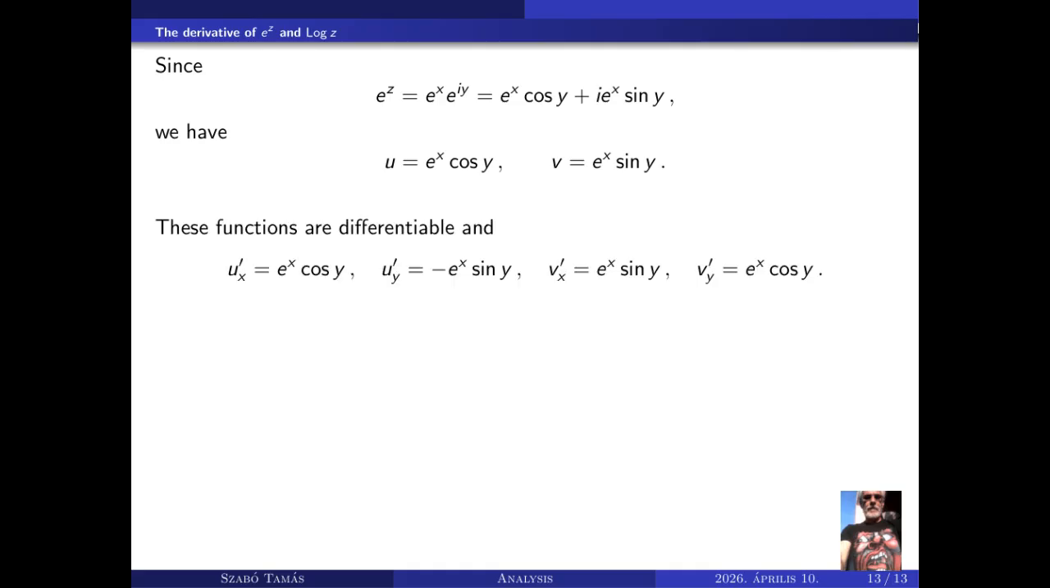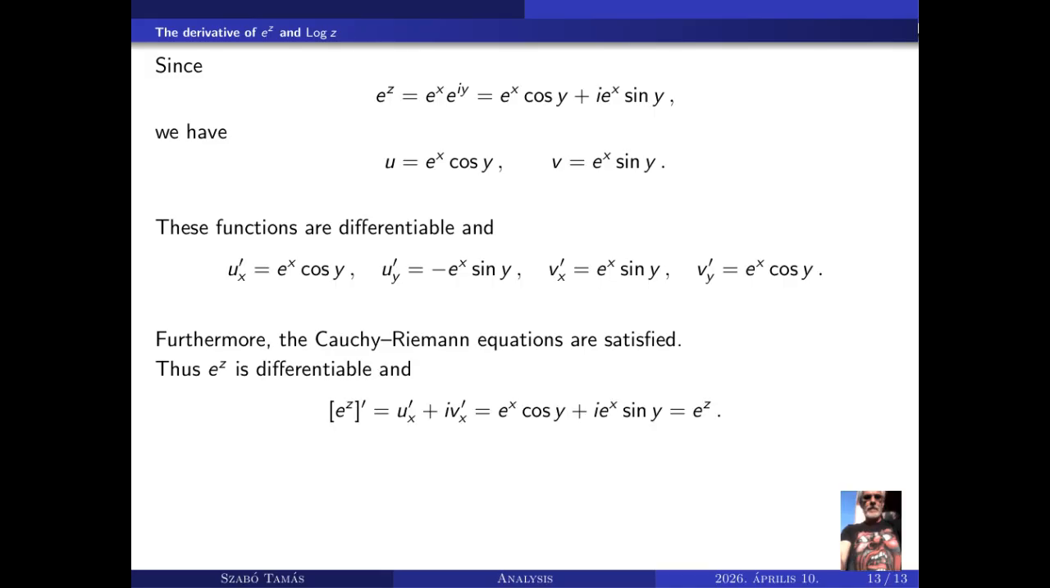These functions are differentiable, and uₓ = eˣ cos y, u_y = −eˣ sin y, vₓ = eˣ sin y, and v_y = eˣ cos y. Furthermore, the Cauchy-Riemann equations are satisfied. Thus, eᶻ is differentiable, and (eᶻ)′ = uₓ + i vₓ = eˣ cos y + i eˣ sin y = eᶻ.